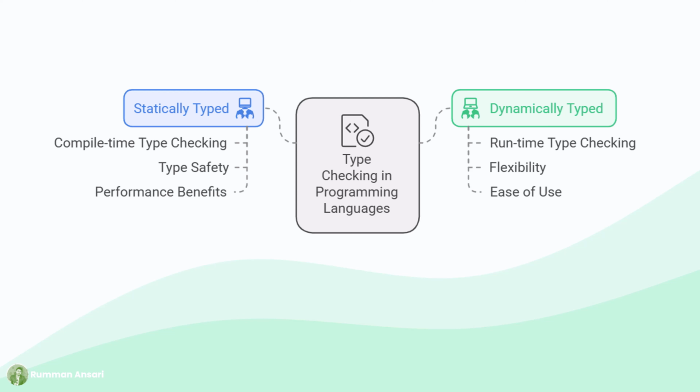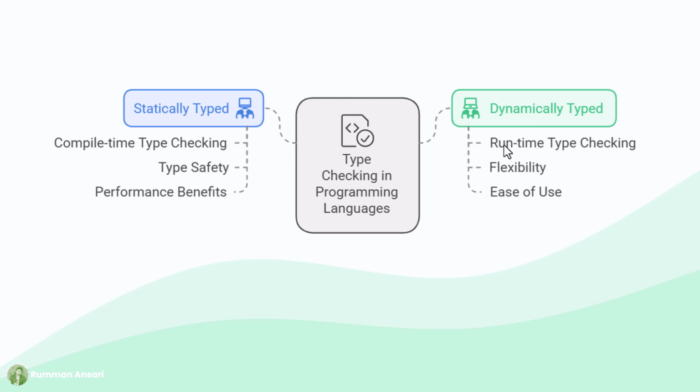fixed types. Now let's discuss the dynamically typed language. In dynamically typed language, variable types are determined at runtime. This means you do not have to specify the type when you declare a variable, and the language determines it during the execution time. Some examples of dynamically typed languages are Python, JavaScript, Ruby, PHP.